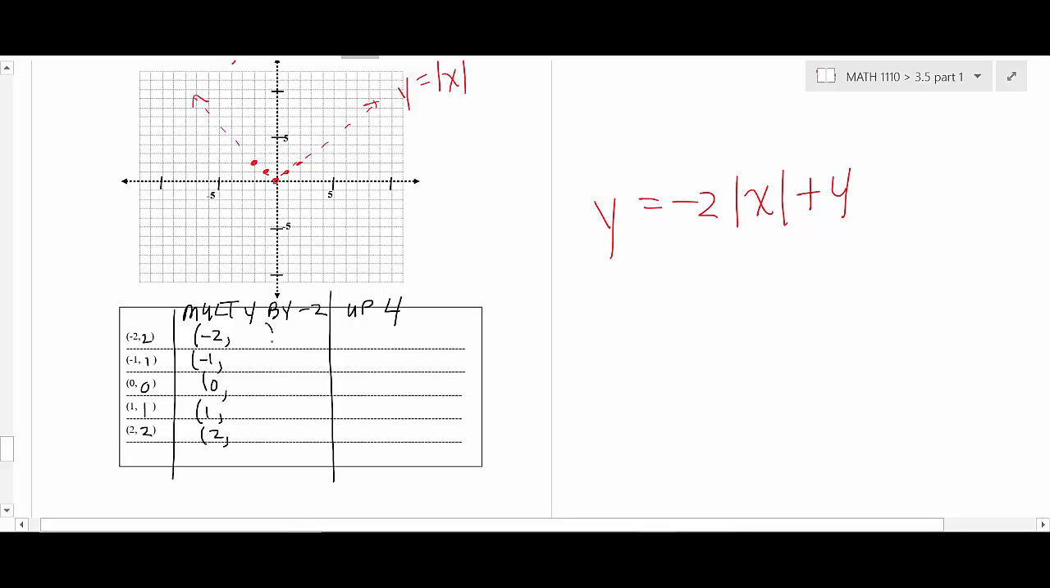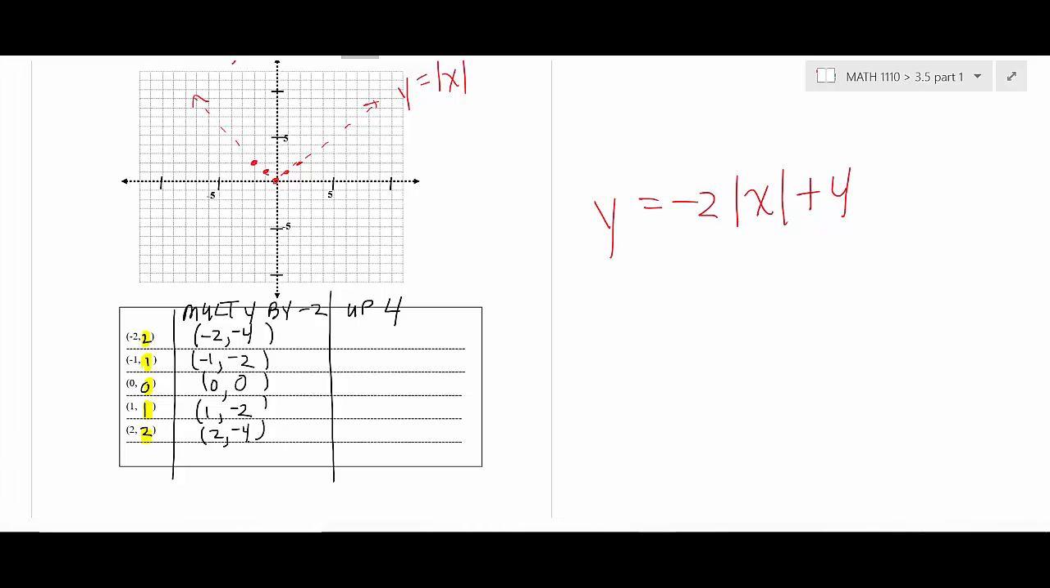Okay, and then what you're going to do, in your head, is take all of these y values and multiply them by -2. That's what's going to cause this thing to stretch and reflect. So 2 times -2 is -4, 1 times -2 is -2, 0 times -2 is still 0, 1 times -2 is -2, and 2 times -2 is -4. Does everybody understand that? Okay, what's next?